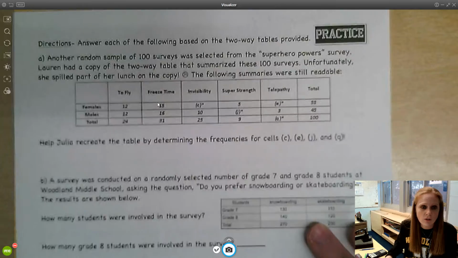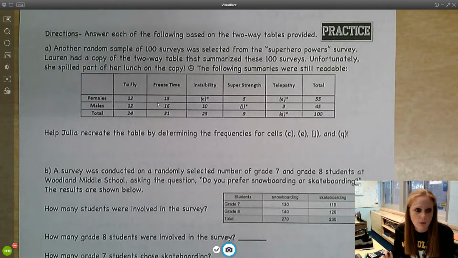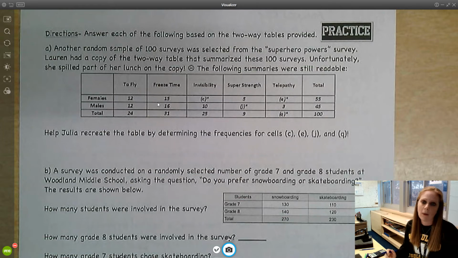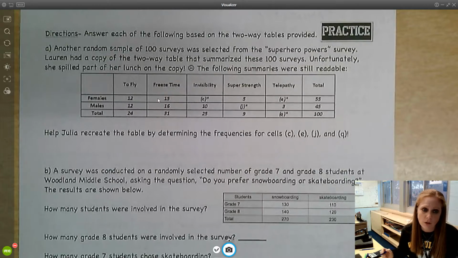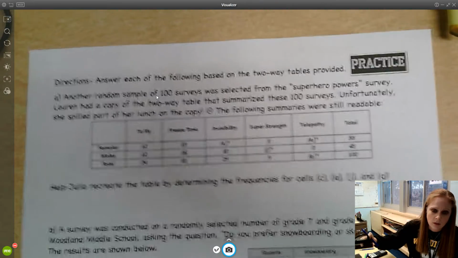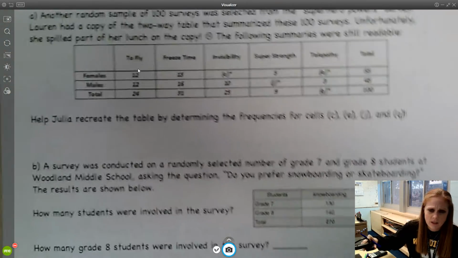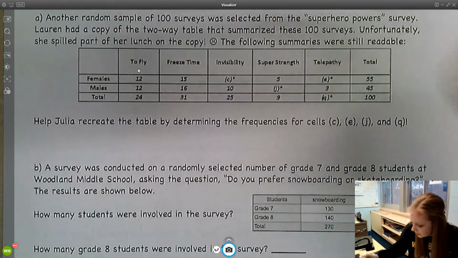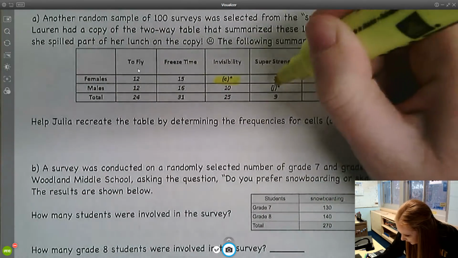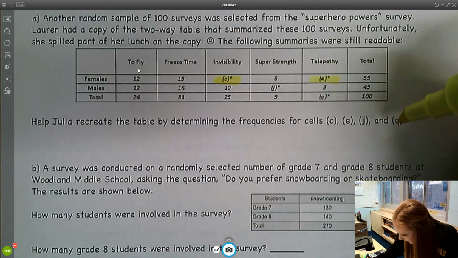Okay, answer the following based on the two-way tables provided. Another random sample of 100 surveys was selected from the superhero power survey. Lauren had a copy of the two-way table that summarized these 100 surveys. Unfortunately, she spilled part of her lunch on the copy. The following summaries were still readable. Okay, so we can see some of them, but we're missing C. We're missing E, J, and Q.